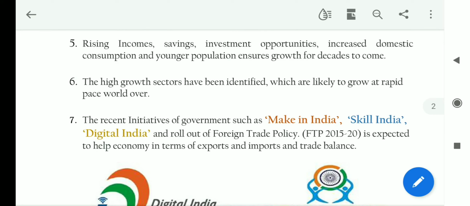Then seventh, the recent initiatives of the government, such as Make in India, Skill India, Digital India and rollout of the foreign trade policy, are expected to help the economy in terms of exports, imports and trade balance, as it was a very imbalanced situation. So such initiatives were taken by the government, which will help to get a balanced situation.